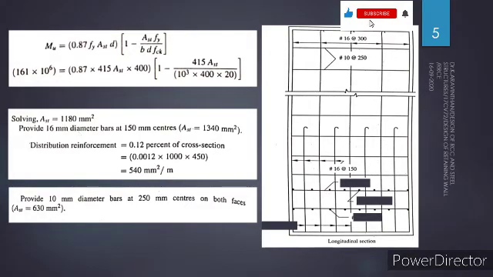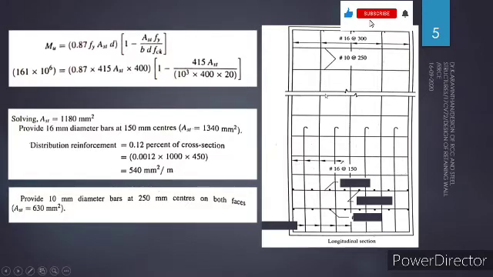For this reinforcement, let us provide 16 mm dia bars at 150 mm center to center, which will be the actual reinforcement provided as 1340, which is greater than the required. So this is the main bar which we have found. The main bar is a longitudinal bar which is flowing from bottom to top. So these vertical bars are provided in 16 mm dia at 150 mm center to center.